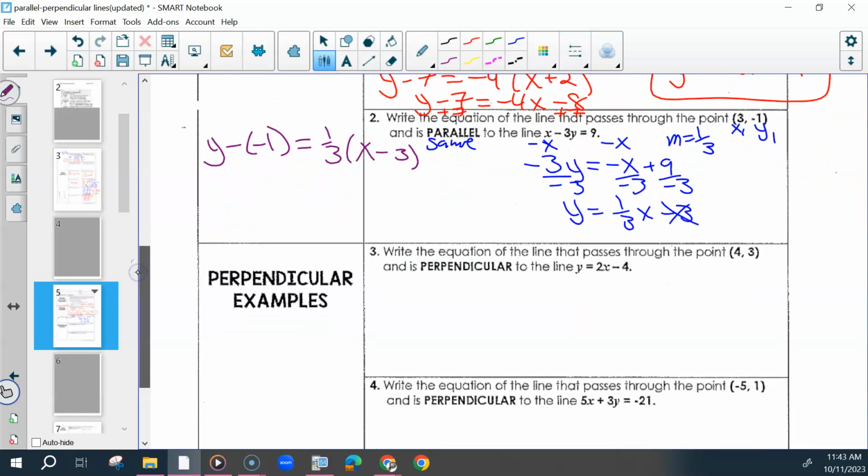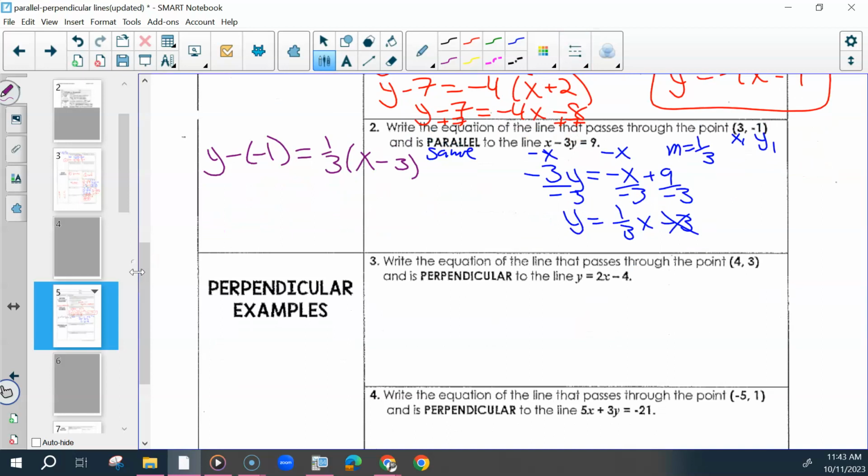What do we think would be our first step? Sure. We can also make this a plus at the same time. So in your calculators, go ahead and do 1/3 times negative 3.